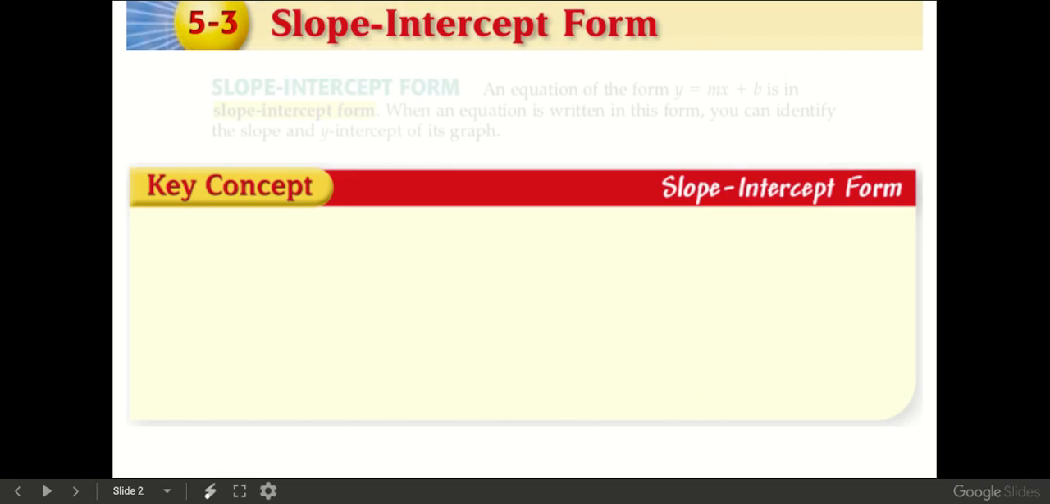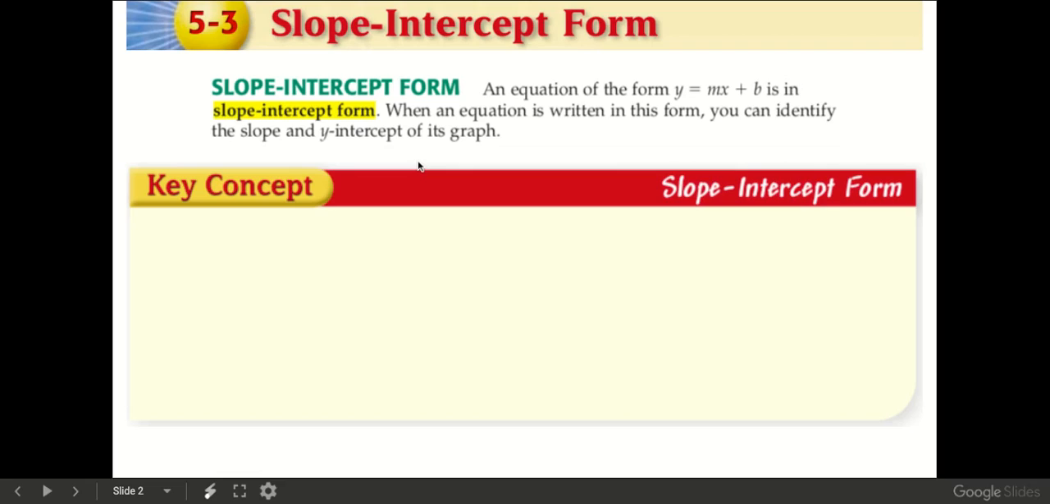So we're going to go over this key concept here, right? The slope-intercept form of an equation. An equation in the form y equals mx plus b is in slope-intercept form. When an equation is written in this form, you can identify the slope and the y-intercept of its graph. So this is going to be a really big idea and concept that we're going to be using here and moving forward when we talk about graphing lines.